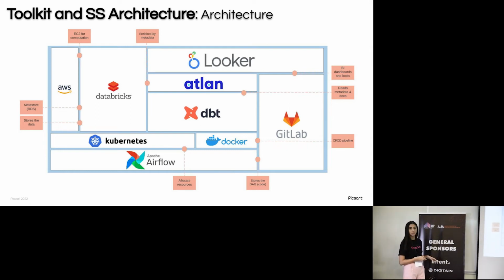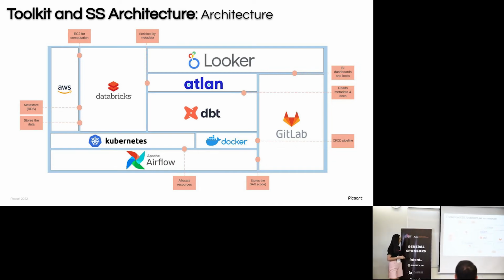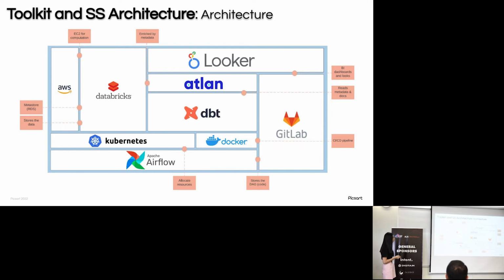One of those pipelines wraps the DBT code inside a Docker image, and Airflow is the tool responsible for running these jobs. It uses Kubernetes to allocate and manage the resources. It creates Docker containers on top of the Docker images created by GitLab, and for running these jobs, it triggers Databricks clusters. And all the results of these jobs are stored in AWS S3.